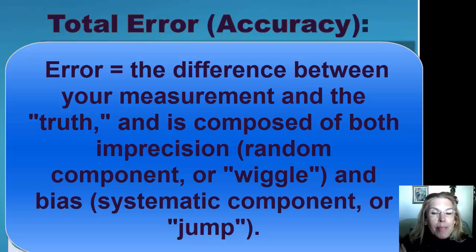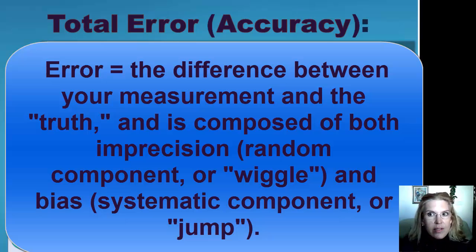Then also you've got bias, which is the systematic component of uncertainty, and bias is like the jump. So remember, precision is like the wiggle, and bias is like the jump. Bias in general results from a calibration error, where it's calibrated slightly high or slightly low. It may also be a factor of drift or something systematic. The device gets bumped and everything is low after that point in time.